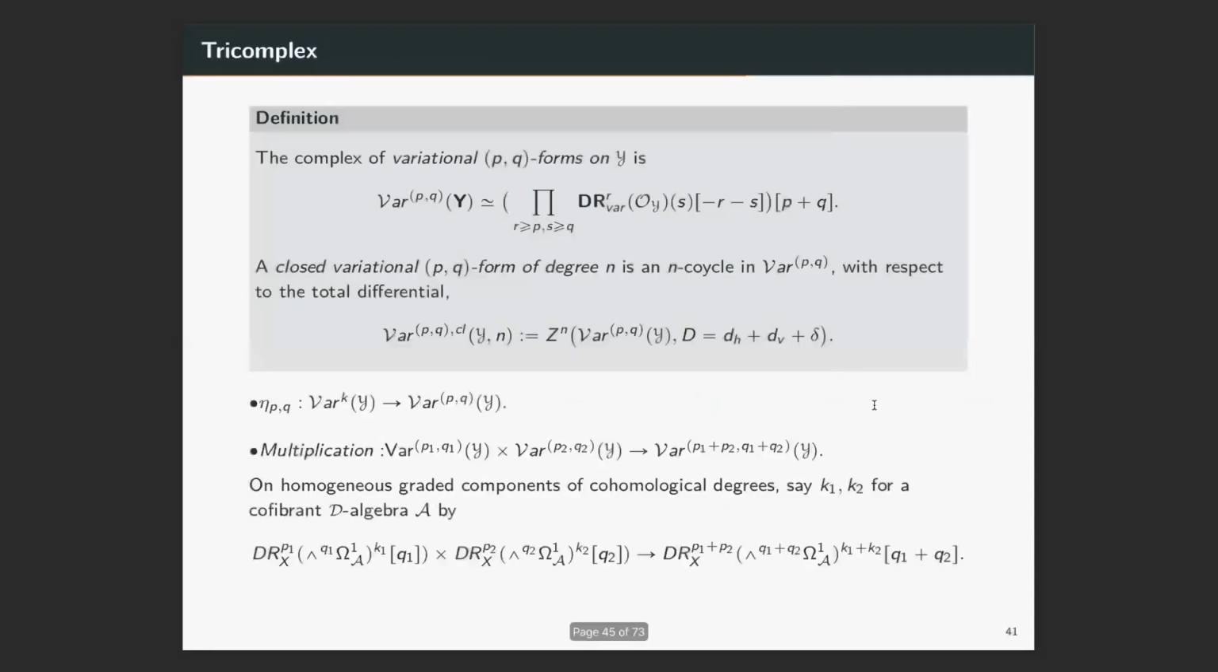Okay. So again, you can define it and then say what it means to be closed in this, an n-cocycle. That's what this big Z means. It's taking a cocycle with respect to a total differential. So again, here's all three. I don't want to say so much about this because I think we only have about 15 minutes left, and I really want to get to the de Rham space version too.